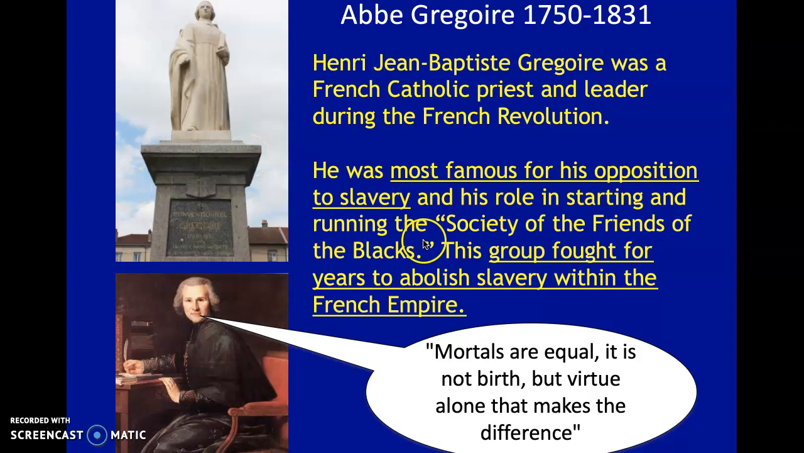So the Abbe Gregoire created an organization called the Society of the Friends of the Blacks in France in the 1770s. And they fought to abolish slavery within the French Empire. And this is one of his most famous quotes on that subject, where he said, "Mortals, as in people, are equal, and it is not birth but virtue. It's good works, it's good deeds that make the difference." Okay, so just maybe get the quote down or something important about the Abbe Gregoire.